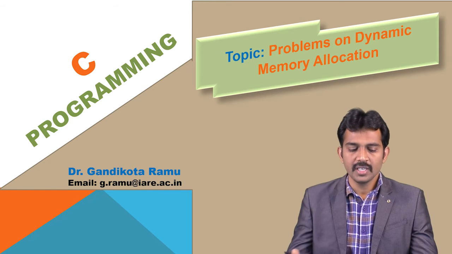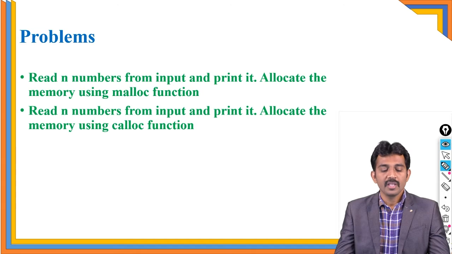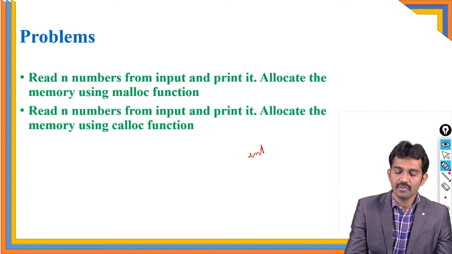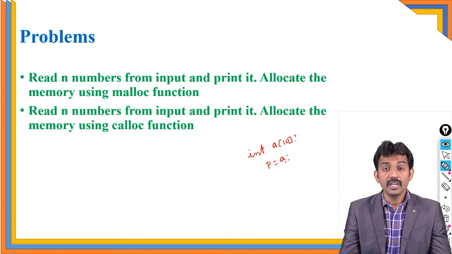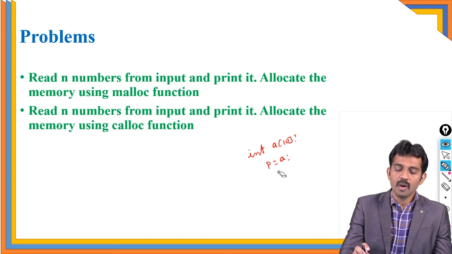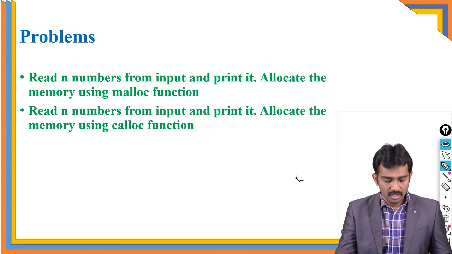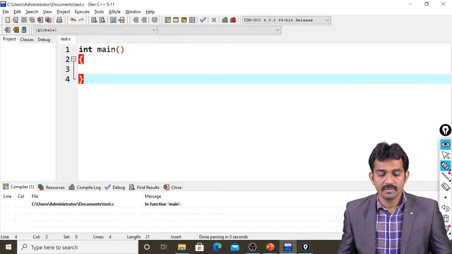I'm going to show you here the problem: read n numbers from the input and print them. Generally, if you want to solve the problem, first you take int a[10], and you can take one pointer. You just assign that value, but you didn't create any variable or data item directly, right? You didn't allocate the memory directly. Here, I'm going to allocate the memory using malloc. See, I'm showing you how I'm going to read the data.